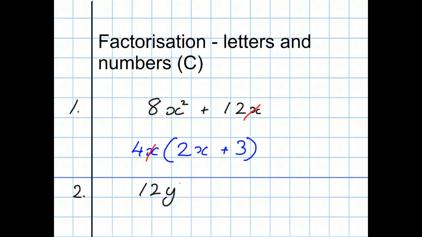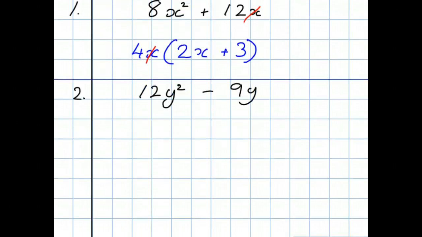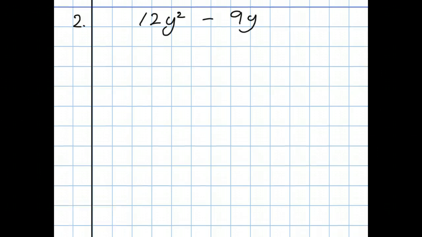12y squared minus 9y. What appears in both? The highest common factor of 12 and 9 is 3. A y also appears in both. And now I've got to work out what goes inside the brackets. 12y squared divided by 3y is, well, 12 divided by 3 is 4. Y squared divided by y is y. What's 9 divided by 3? 3. And y divided by y, both the same power, cancel each other out, so nothing else. And what separated them was that minus sign.